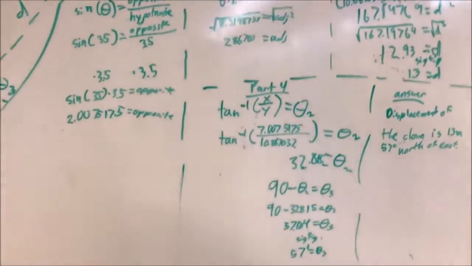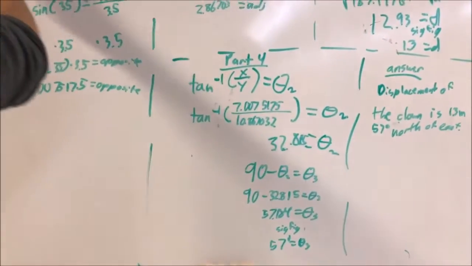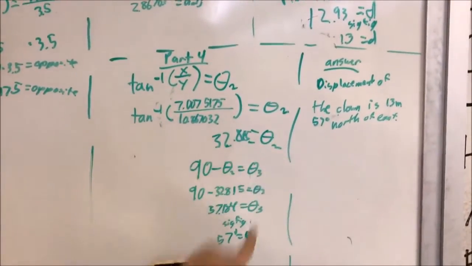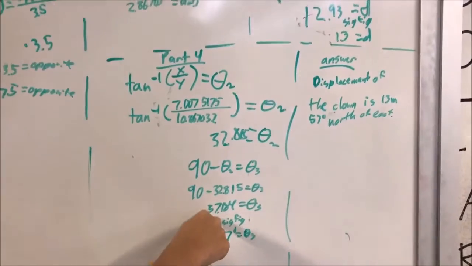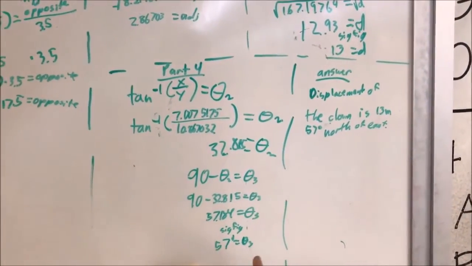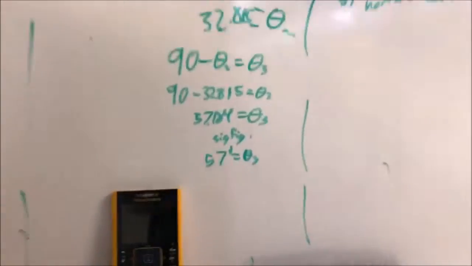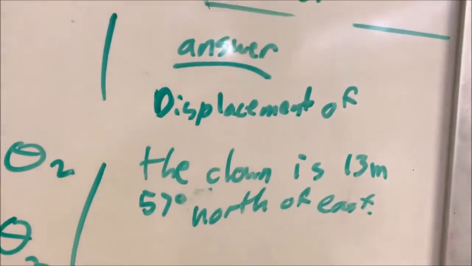On to part 4. This part will be identifying theta 3 right here. First we need to find theta 2, so we use the inverse tangent equation. You plug these x and y in so you can get theta 2, plug this into your calculator, and get this value. You subtract 90 minus this value so you can find theta 3. Keep simplifying until you get 57.184 as theta 3. Using sig figs, 57 equals theta 3. So the final answer is the displacement of the clown is 13 meters, 57 degrees north of east.